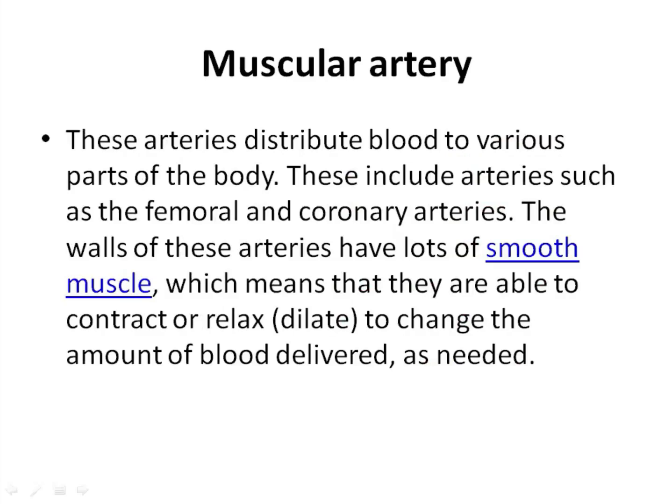Another type is a muscular artery. These arteries are distributed throughout the body, and they distribute blood to various parts of our body. That includes the femoral and coronary arteries. The walls of these arteries are full of smooth muscles because they have to contract and relax, and they have to maintain the blood pressure required for circulating blood.